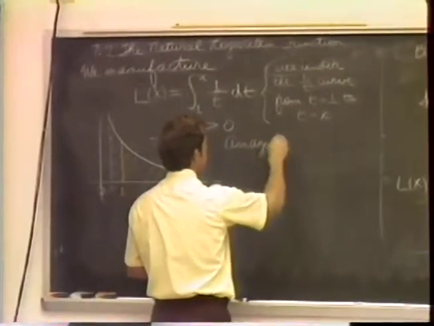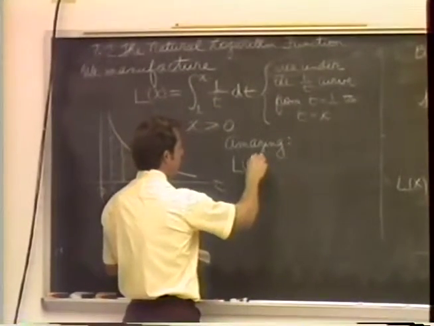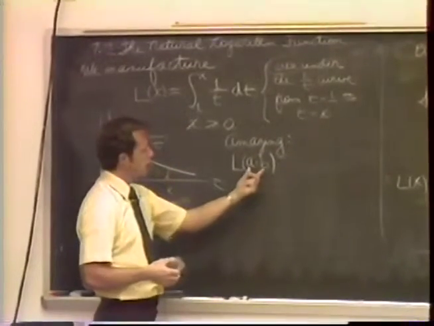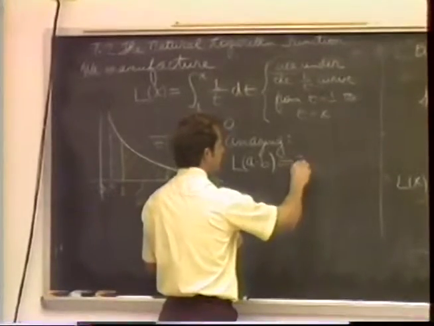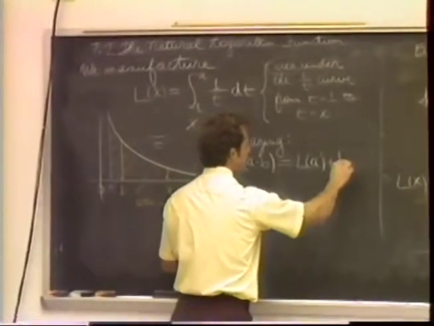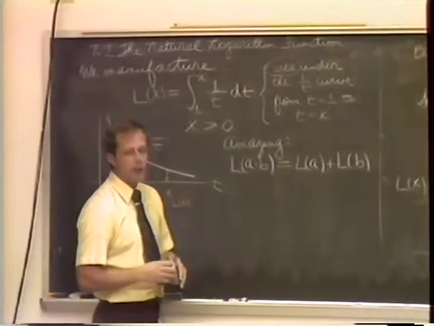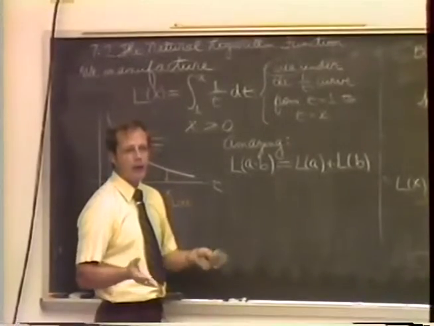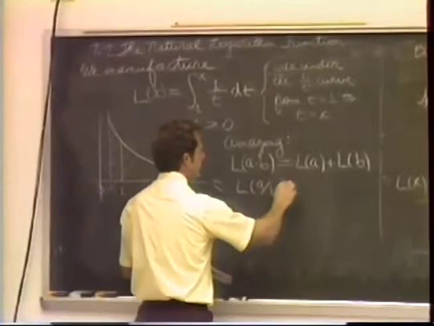It still amazes me. If you look at L of a times b, in other words, if in your argument you put a times b for x, you can show, as the book does, that L of a times b is L of a plus L of b. Now you may say why. I'll tell you a little bit more before I answer that.